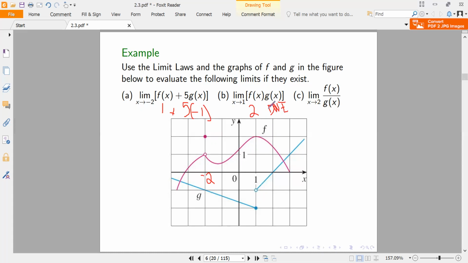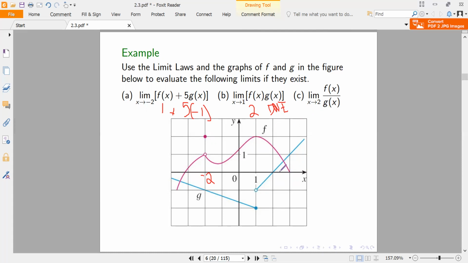So because one of the functions' limits does not exist, it means for the whole question, the limit as x approaches 1 of f times g does not exist. I hope that one is clear. Let's look at number C.